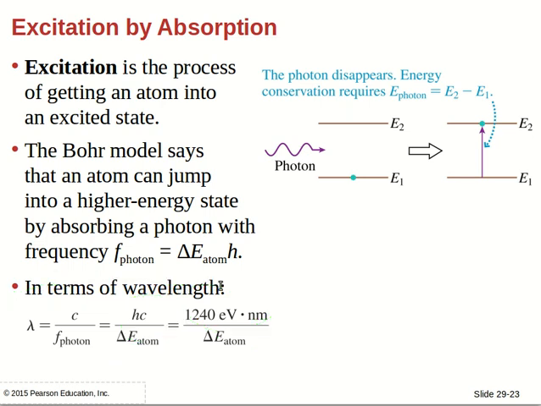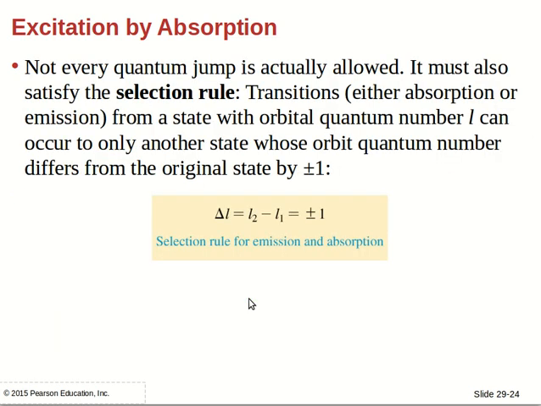So this makes it a simple way to characterize the wavelength of the emission going from state E2 to E1, where the difference between the states is delta E, and all we need to do is divide that delta E into 1240 eV nanometers to come up with the wavelength for that particular transition.